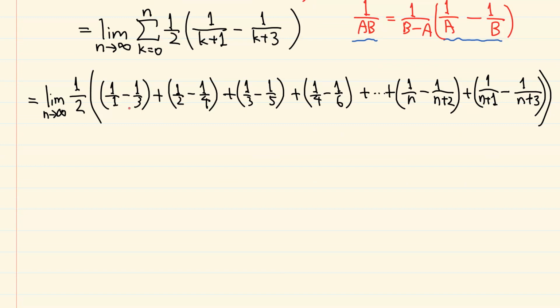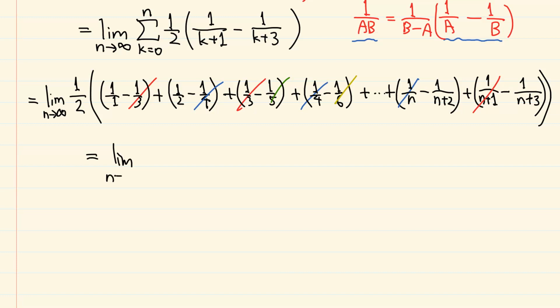So you can see that 1 over 3 cancels out, and 1 over 4 cancels out. And you can easily understand that 1 over 5 and 1 over 6 cancel out, and so on. And in the end of the partial sum, 1 over n and 1 over (n plus 1) cancel out.